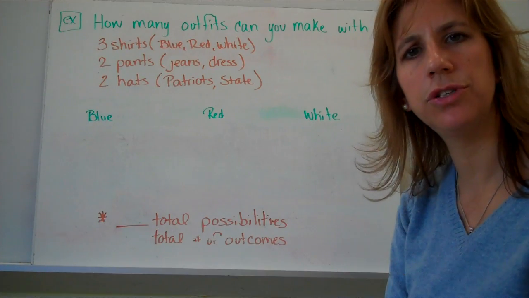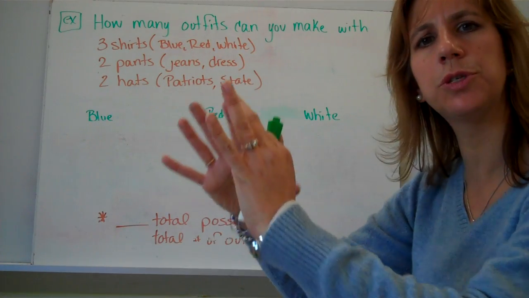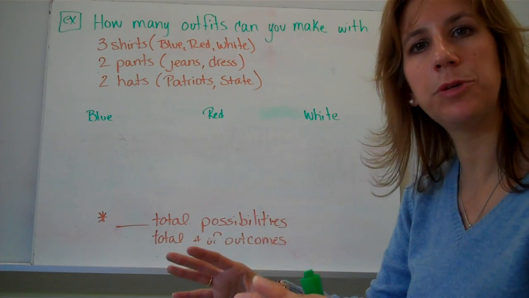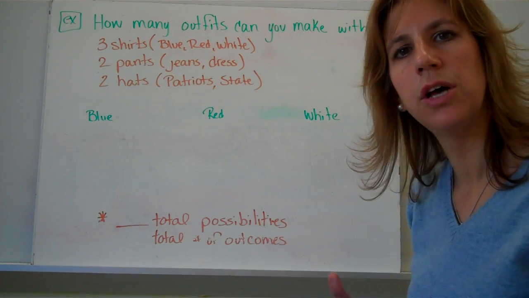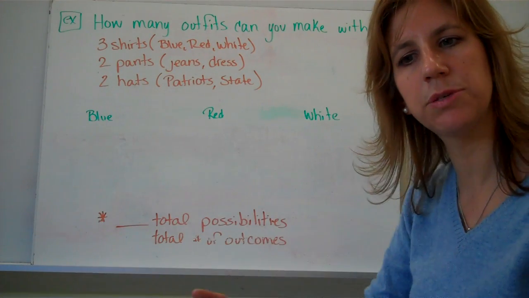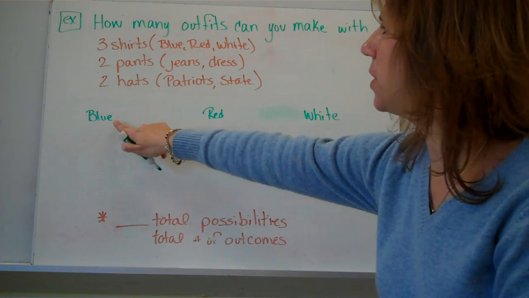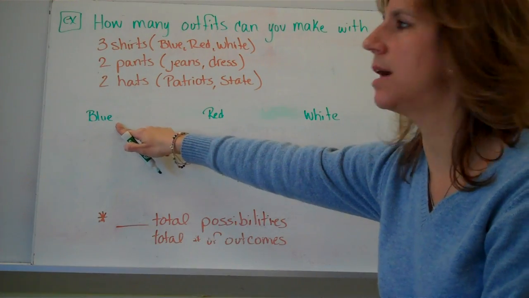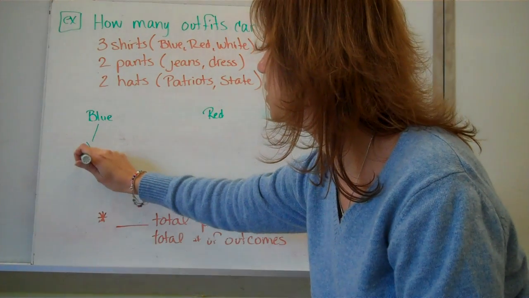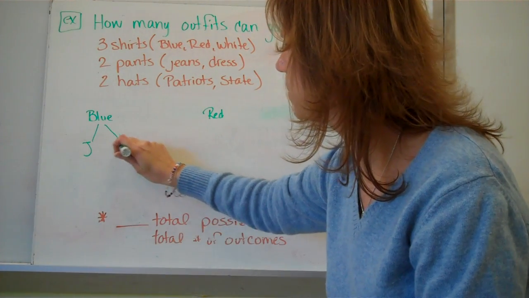I will make a little note to you. These tend to spread out towards the bottom. So in your spiral notebook, give yourself some room so that you can make those tree diagrams spread out and they won't be too clumped together. So kind of space them out, okay? So if you had a blue shirt, you could take that blue shirt and put it with a pair of jeans or a pair of dress pants.